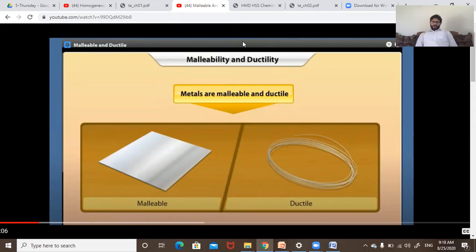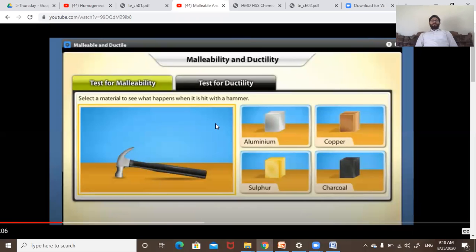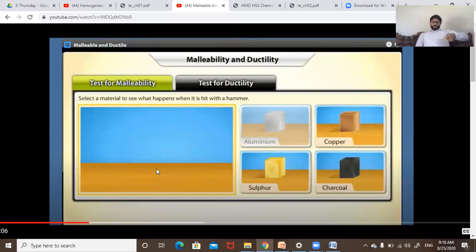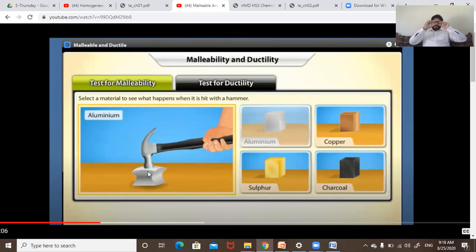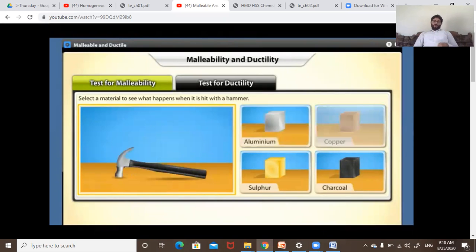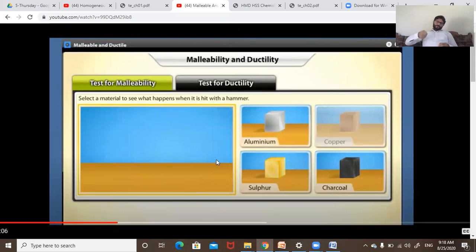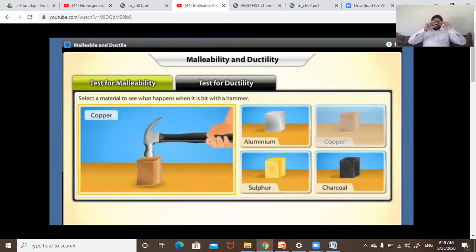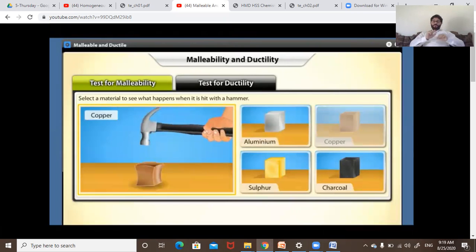So it is clear to you now. Dear students, look at this. We have 4 examples here. The very first example is aluminium, a metal. Copper is a metal. Sulfur is a non-metal. Charcoal is a non-metal. When we take aluminium and hammer it, it converts into a sheet. It shrinks and converts into sheets. So aluminium is malleable. When we take copper and hammer it, it again shrinks and converts into a thin sheet at the end.